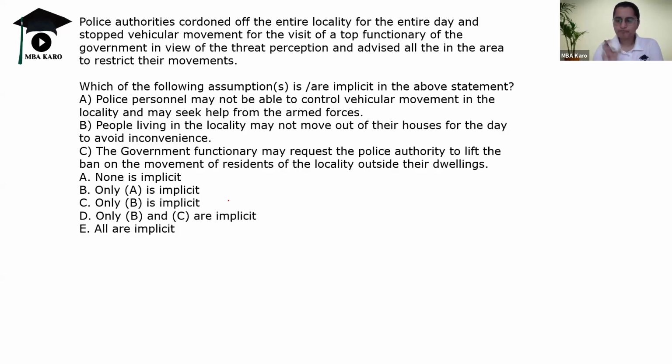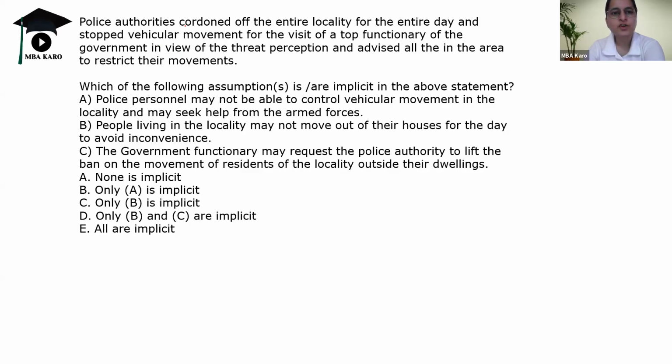Now in this scenario, think from the point of view of public authority or police authority. Okay. What are they doing? Okay. Now, what is police authority doing?